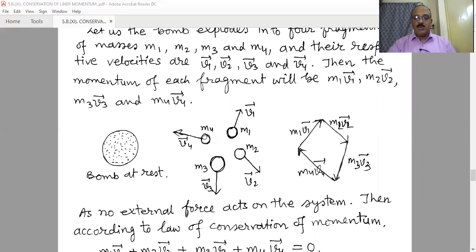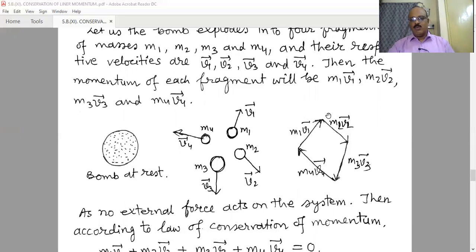The total momentum before the explosion of the bomb is 0, and obviously after the explosion it must also be equal to 0. The first fragment has mass m1 and velocity v1, the second v2, the third v3 and v4. Their linear momenta are m1 v1, m2 v2, m3 v3, m4 v4. Since the initial momentum of the bomb at rest is 0, the total linear momentum must be 0, and therefore the vector sum of all the linear momenta must be 0.